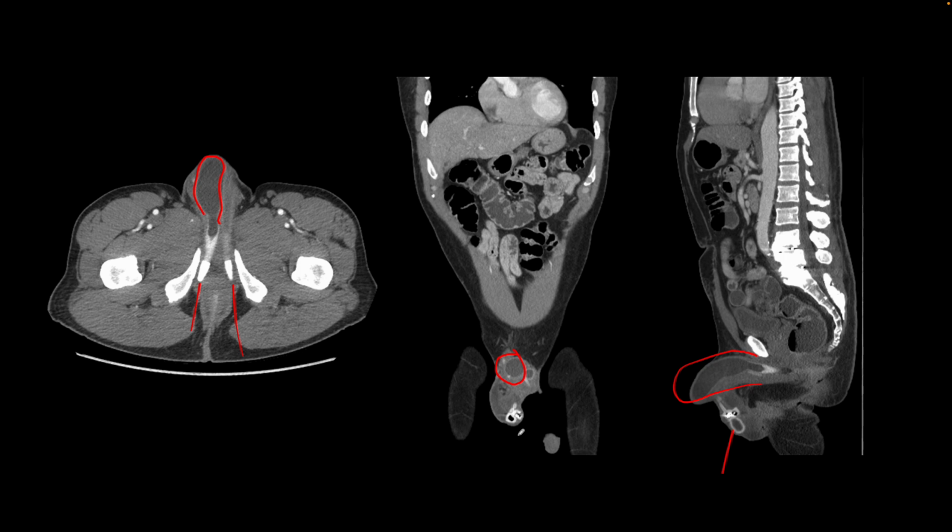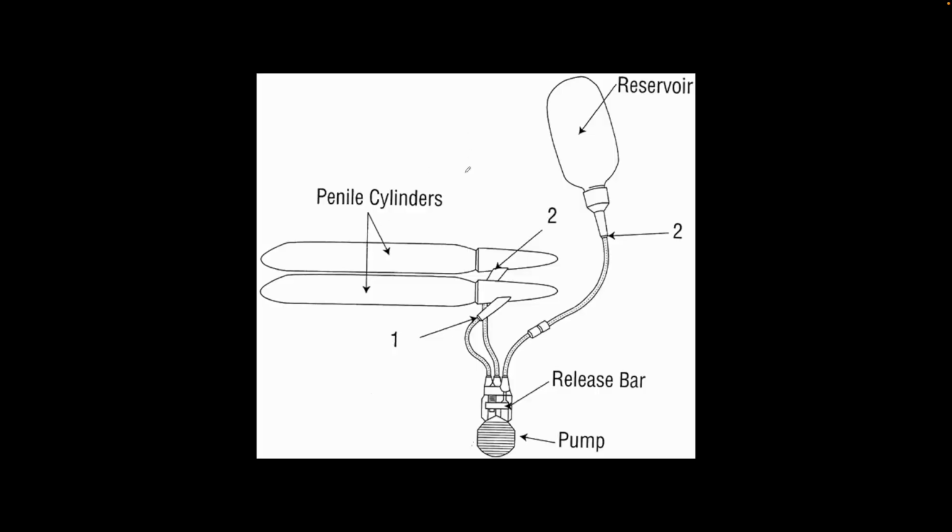And these are the other parts of the prosthesis. So cylinder aneurysm is what this is called, and this diagram is showing the different parts where there are cylinders, one each in corpora cavernosa, the reservoir that is placed in the pelvis close to the inguinal canal, and the pump stays in the scrotum. So those are the different parts of a penile prosthesis.